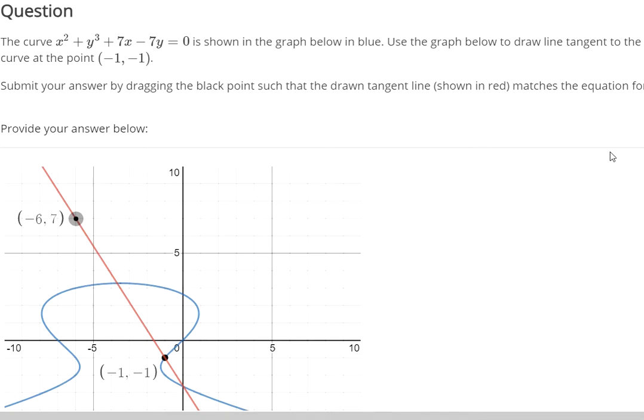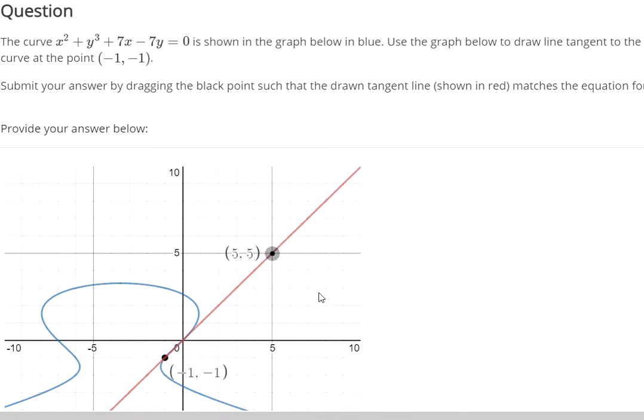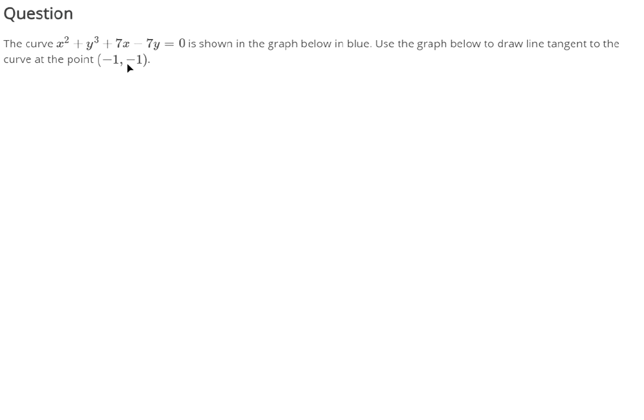So we need a line tangent to the curve at -1, -1. So there's a point -1, -1. It needs to be tangent, so it touches at just one spot. So it might look something like that. To be sure of what that line is, we need to know what the slope is at -1, -1. And since we can't get y by itself, we're going to need to use implicit differentiation to find that slope.